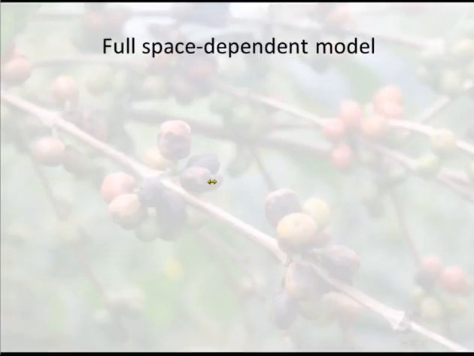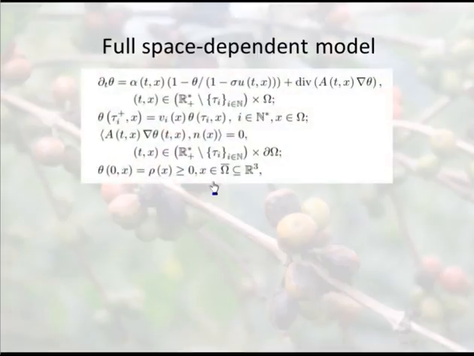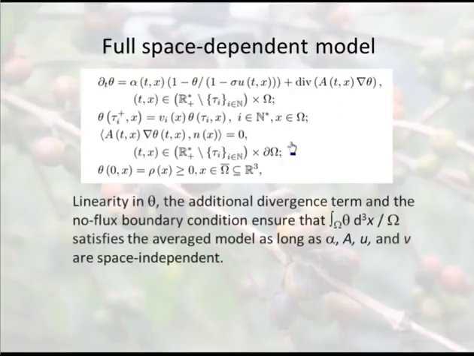Okay. So we have a full space-dependent model. In this case, we introduce a theta which is dependent on x and t, and the difference in this model is this divergence term, which expresses the diffusive spread of the fungus. We also have these no flux boundary conditions, and the boundary conditions and the diffusive terms are arranged so that if you take the average of this space-dependent theta, in the case where the inhibition pressure and the other coefficients are space independent, this model will reduce to the averaged model.